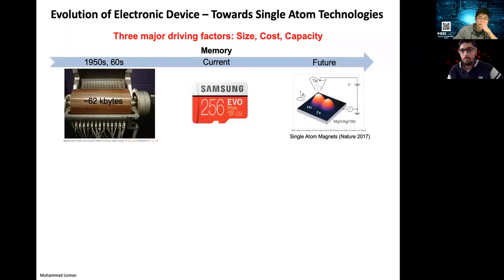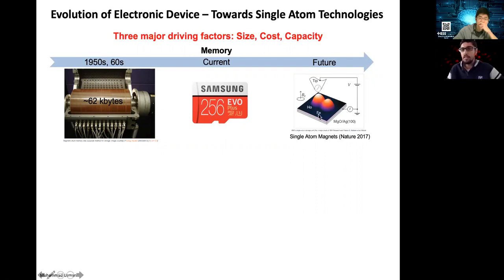For example, memories. If you look at the memories back in 1950s and 60s, memories were very large, they were very heavy, but their capacity was very small. So you can see that on the left side, it's a very large size memory, but 62 kilobytes, very small capacity. And it was pretty expensive too. But nowadays, you can go to any shop, for example, Officeworks, you can buy a 256 gigabytes of memory, which is very, very small. You can literally put it on your finger, and it's very cheap too. So that's the progress that has happened during the last decades.